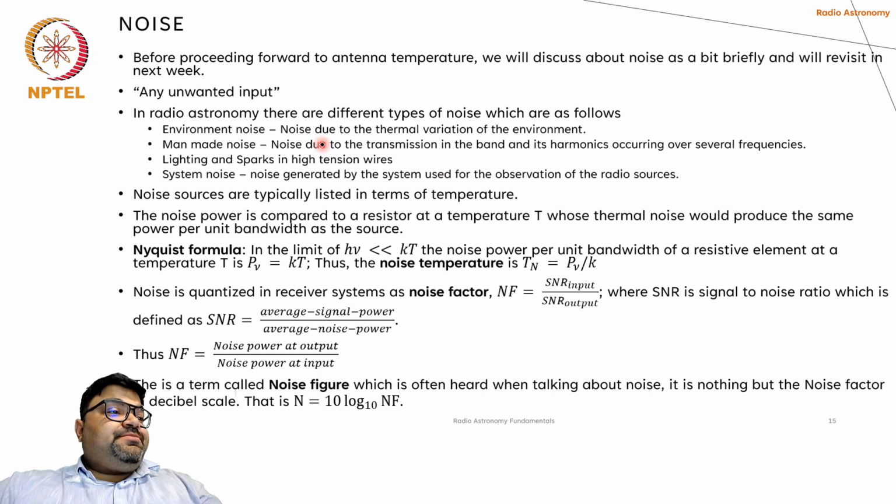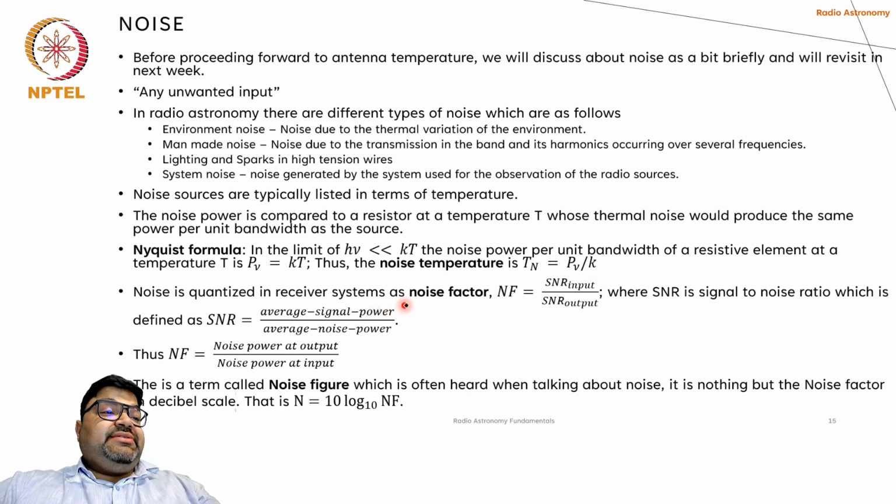The noise sources are typically listed in terms of temperature. The noise power is compared to a resistor at a temperature T, whose thermal noise would produce the same power per bandwidth as the source. The Nyquist formula says that in the limit h nu is very, very less than kT, like the same as the Rayleigh-Jeans noise limit, the noise power per unit bandwidth of a resistive element at a temperature T is given by P nu equal to kT. Thus, the noise temperature is given by P nu over k, where k is the Boltzmann constant.